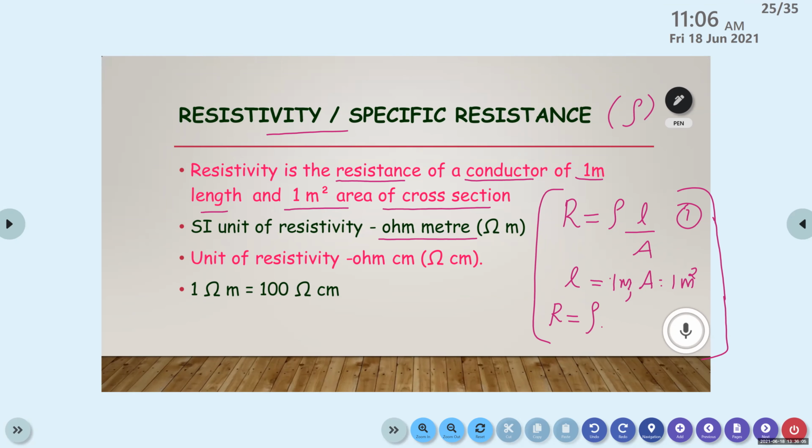Then another unit is ohm centimeter. In SI unit, we use meter, but we can also use centimeter. So it can be measured in ohm centimeter or ohm meter. So 1 ohm meter is equal to 100 ohm centimeter. That means 1 meter is equal to 100 centimeter. Similarly, 1 ohm meter is equal to 100 ohm centimeter. This is clear.